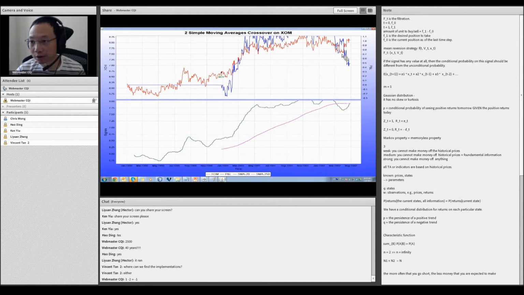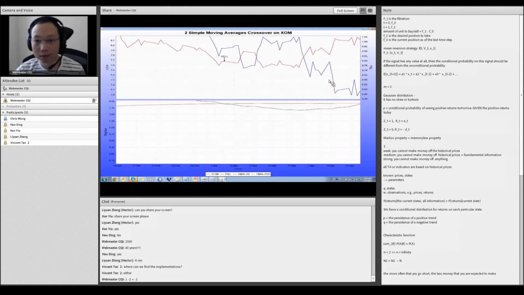So you can continue doing this experiment. It will have more crossovers for the last 20 years. And then we can look at this graph. So you have buy, sell, buy, sell, buy, sell, buy, sell, buy, sell. Okay. So does everybody have any questions so far?